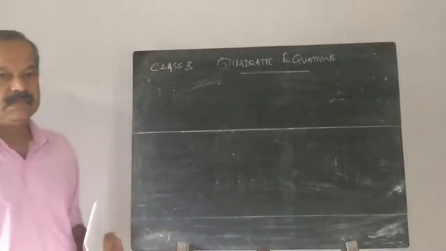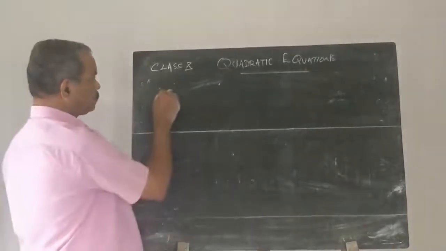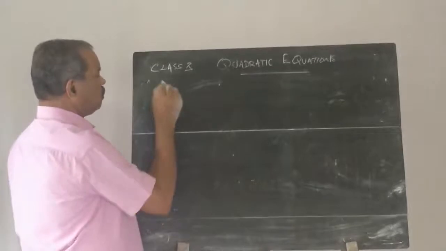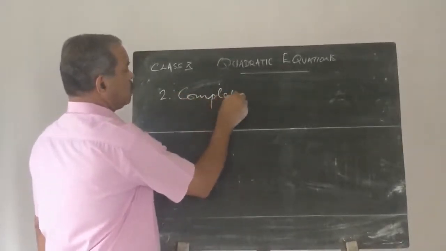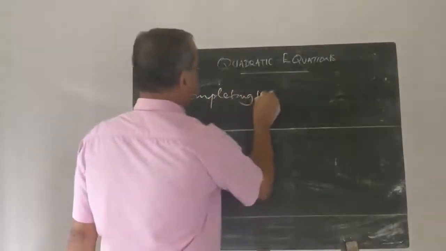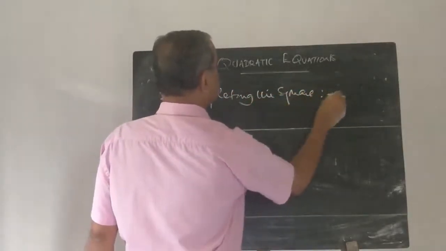The second method for solving quadratic equations is completing the square. Completing the square method.